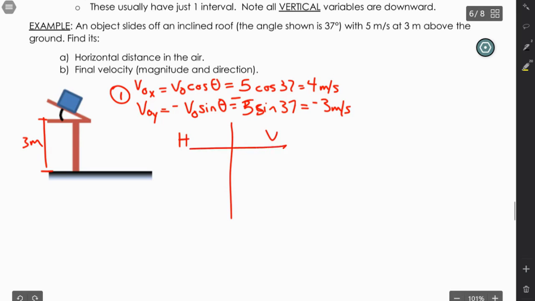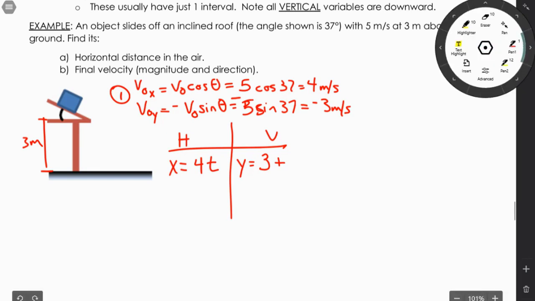Now our horizontal and vertical position. So it's going to be x equals 4t, and y equals 3 meters plus, this would be a minus because it's a negative launch angle, so 3 minus 3t minus 5t squared. And I apologize if I'm going back and forth between negative 9.8 and 10.